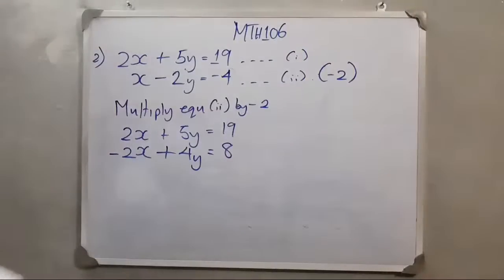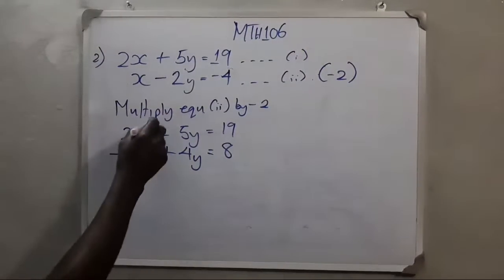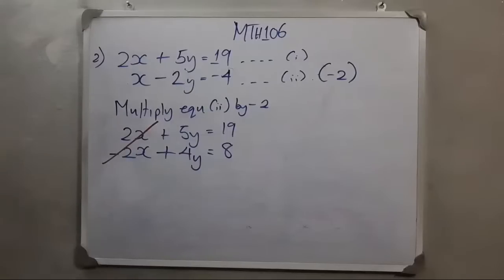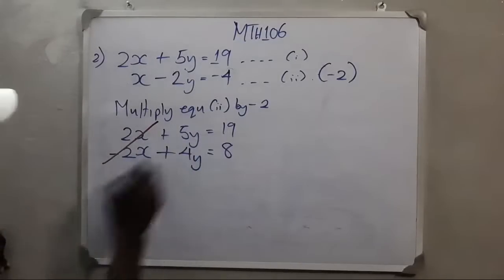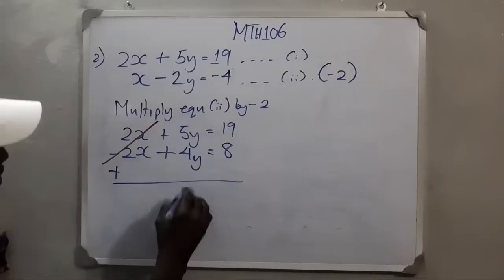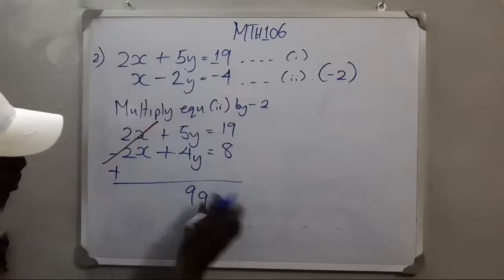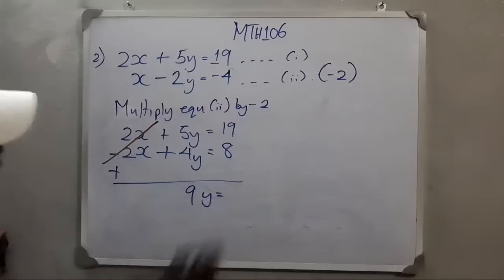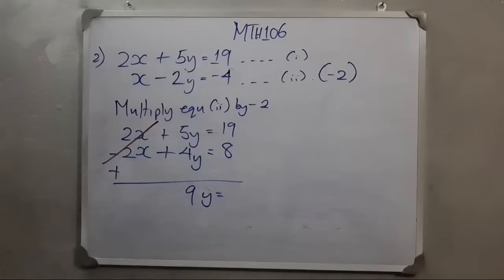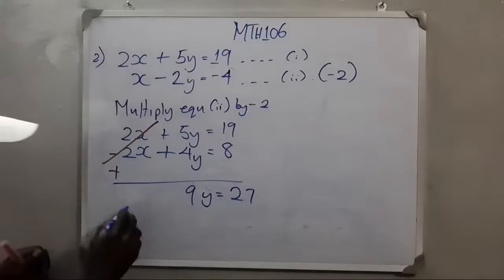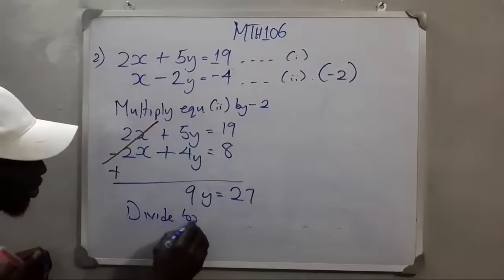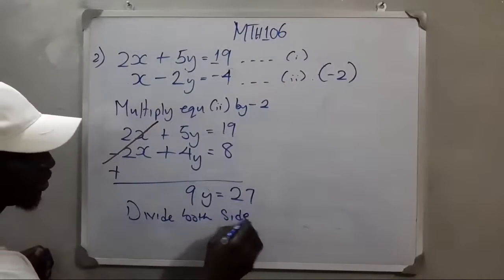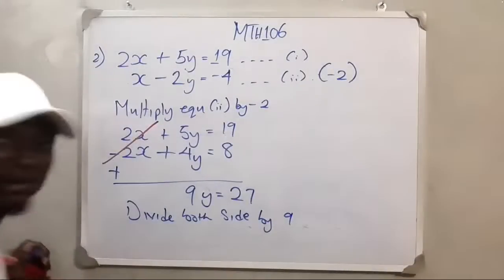Awesome. So now, from here, we can strike this out. So we are left with, now we can add, 9y equals, so we have 19 and we have 18. So we should be having 27. From here now we can say divide both sides by 9.